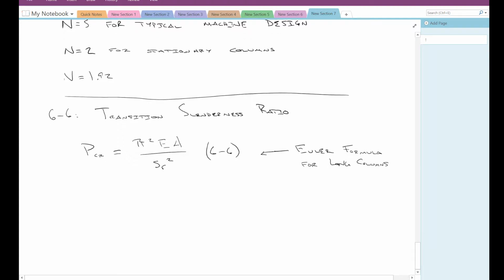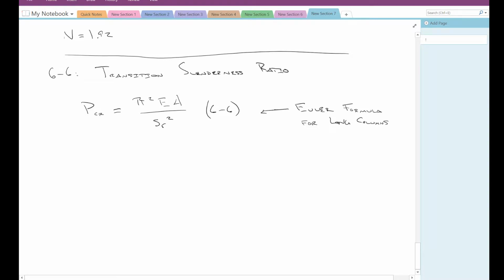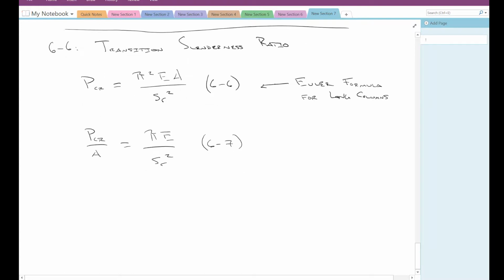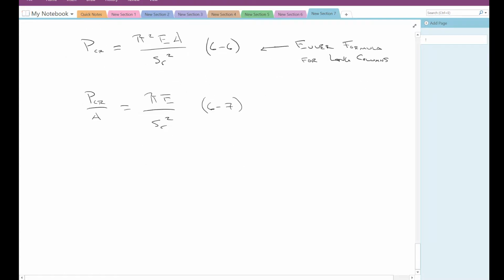And now if we take this Euler formula for long columns and we rearrange it slightly, and we move the cross-sectional area to the left-hand side of the equation, like thus, we have pi squared times modulus of elasticity divided by our slenderness ratio quantity squared, and this is equation 6-7 in our textbook.